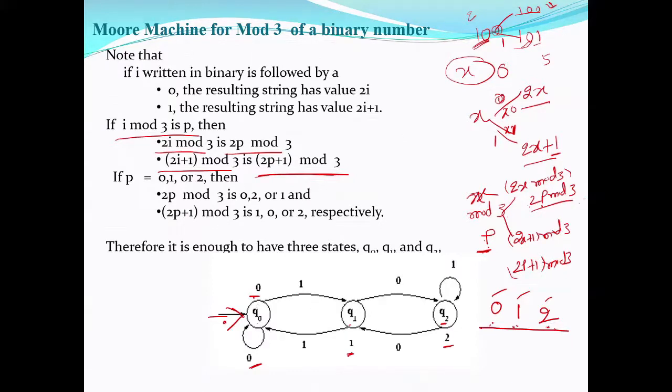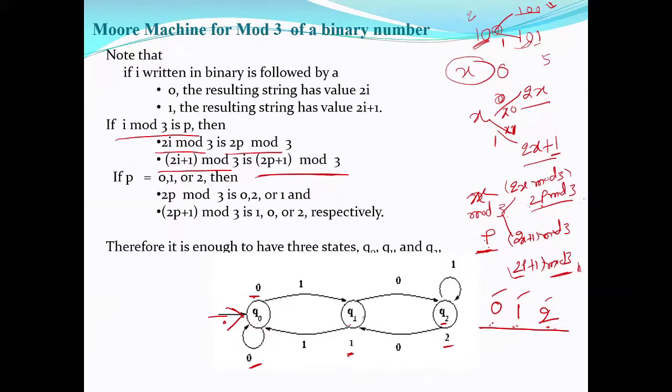If the number is attached with 1, if you get 1 to the right, then what happens to the number? The number will become 2x plus 1. What happens to the remainder? 0 plus 1, 1 mod 3 is 1. So it should produce an output of 1 because the remainder now becomes 1. So it is going to Q1.